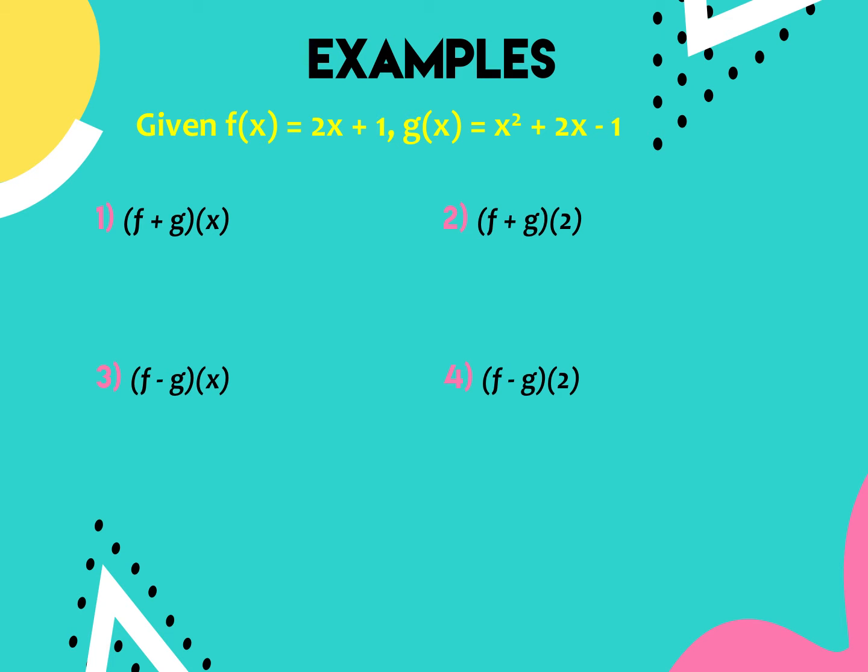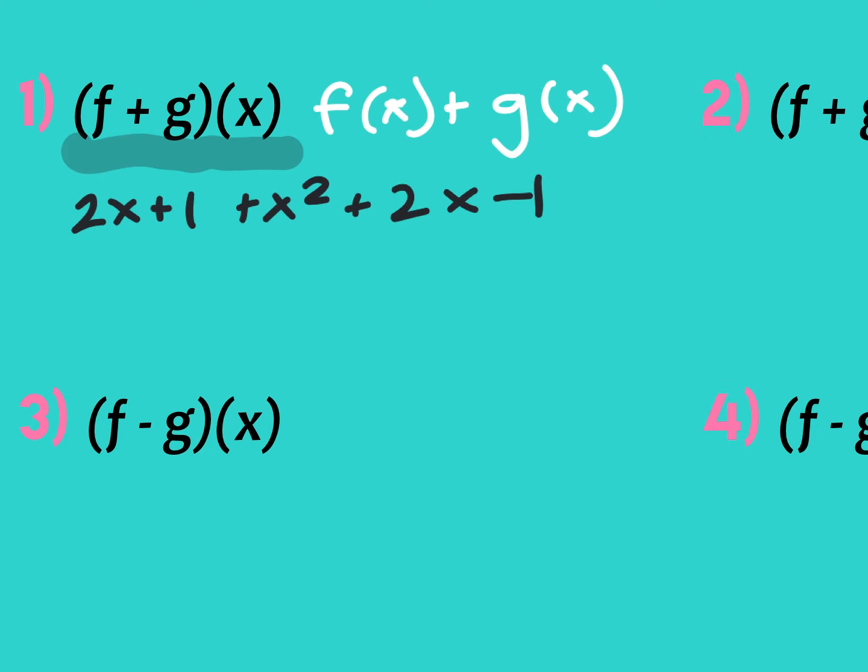So it gives me that f of x is 2x plus 1, and it gives me that g of x is x squared plus 2x minus 1. And then this first example says f plus g of x. So I'm literally taking f of x, and I'm adding it to g of x. F of x is 2x plus 1. G of x is x squared plus 2x minus 1. And then from here, we just combine our like terms.